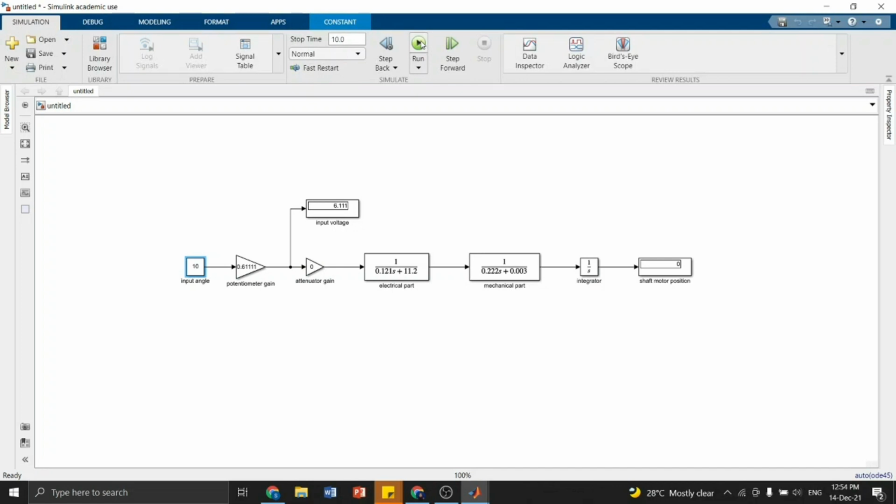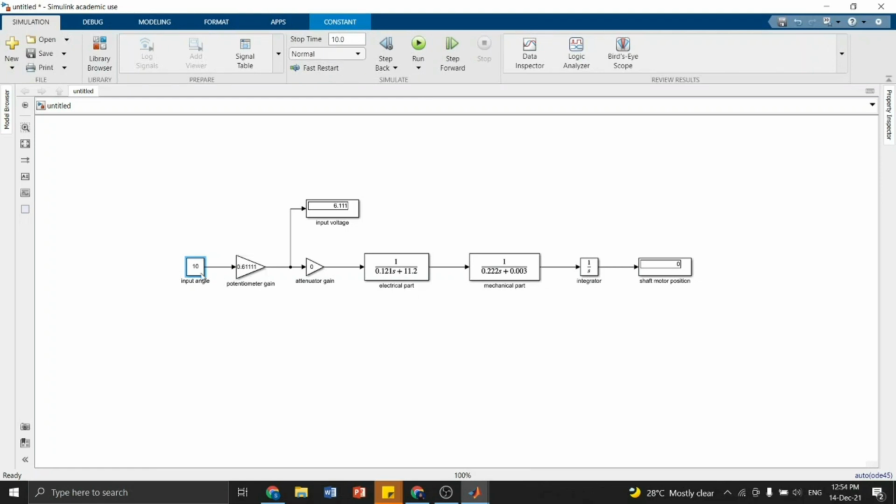So from the simulation, we could see that when the attenuator gain is set to zero, the shaft motor position will not change from the initial position. Only the input voltage will increase as the input angle increases.